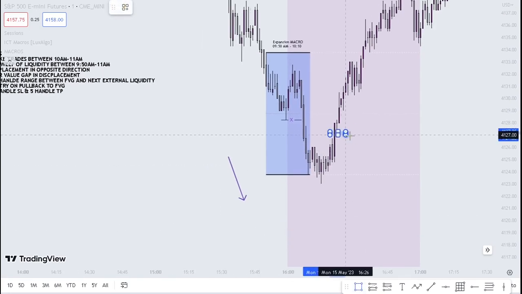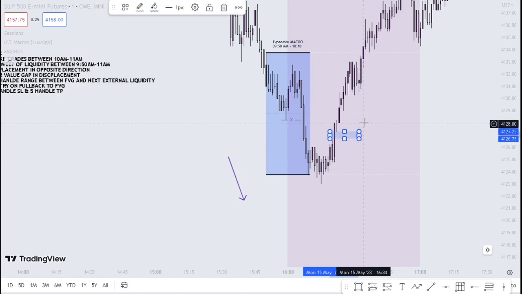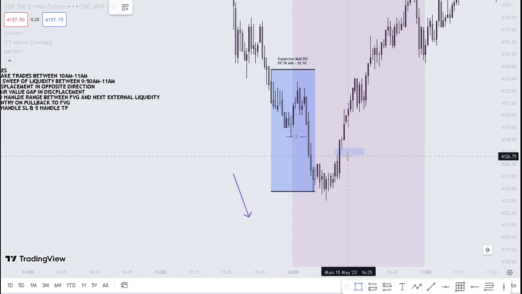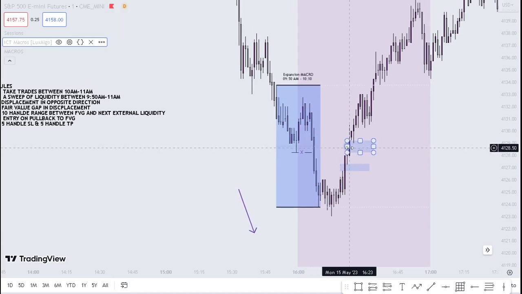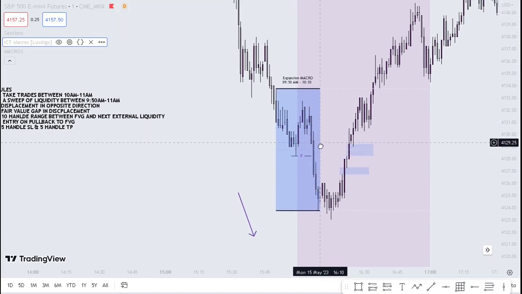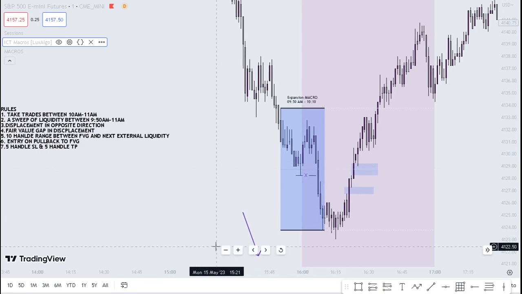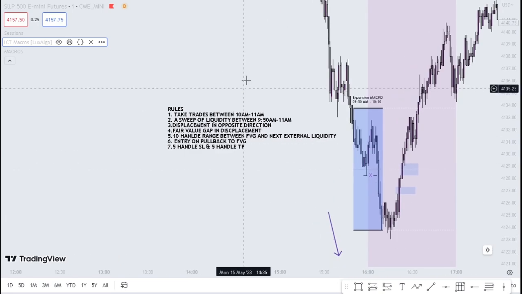Price didn't pull back to it. Price created a new fair value gap. So as soon as there's a new fair value gap, the old fair value gap is no longer valid. So we focus on the latest fair value gap. With this fair value gap, what we would have looked for is if we have a 10 handle range between that and the next external liquidity.